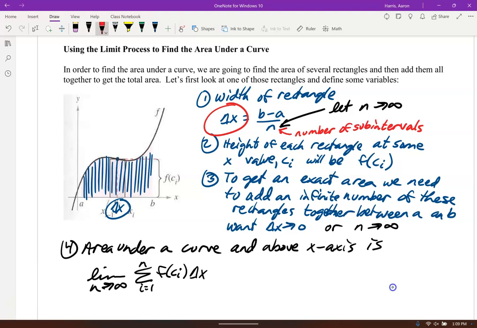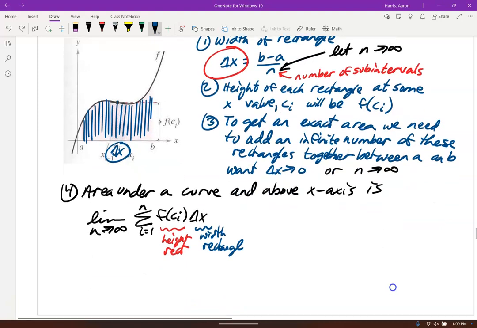So this right there is the height of the rectangle. That delta x right there, that's our width of the rectangle, right? So we're summing them all up. Summation symbol there, the sigma. Summing them all up, and we're running n to infinity. In other words, delta x, the width, is going to 0. So it's getting this perfect, if you can imagine that, a perfect area, right?